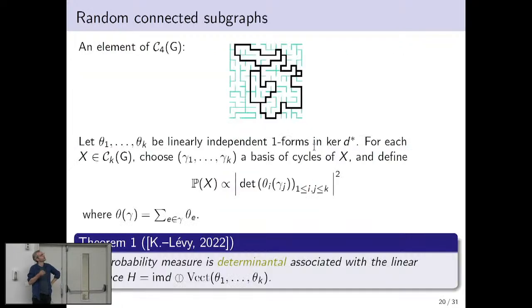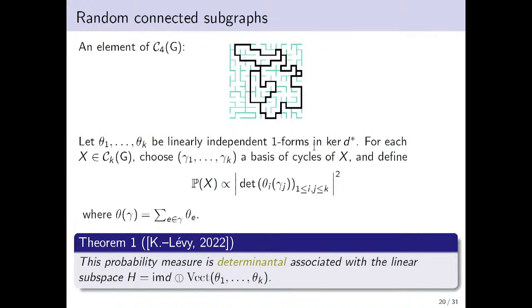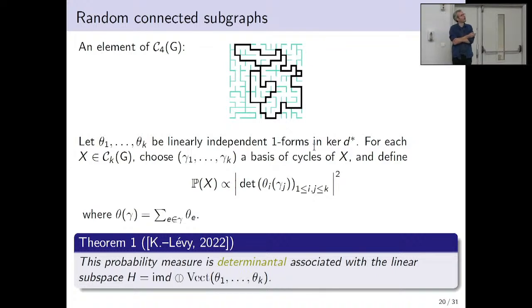Okay, so now, probably many people had seen the previous examples, let me show some other ones. So let me now look at these connected subgraphs with a fixed number of cycles. And now I'm not going to look at a uniform measure or something like this, because this turned out to be a sort of miracle. But I will build a measure using some additional data. So I fix theta 1, ..., theta k to be some one forms, which I take in this kernel of D star. Now, given a subgraph like this, I take a basis of its cycles. So for example, I would take this cycle, this cycle, this cycle, and this cycle.